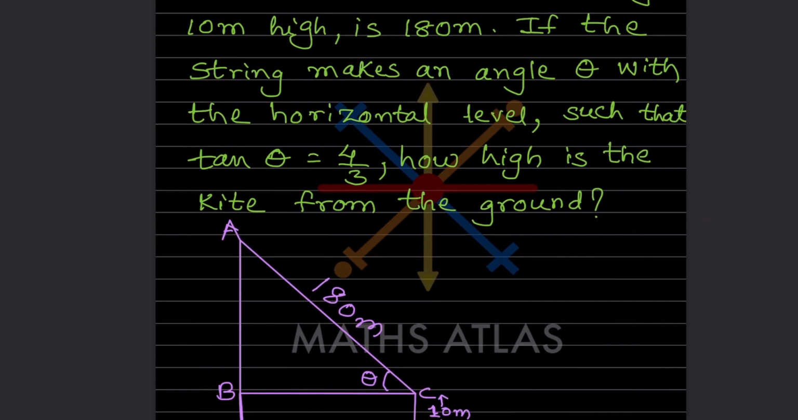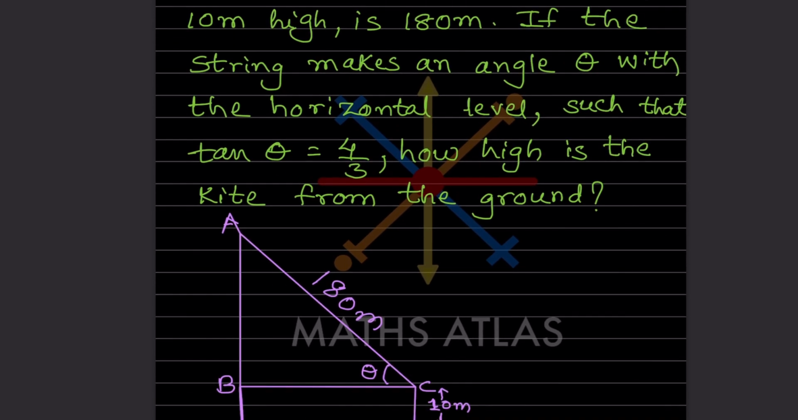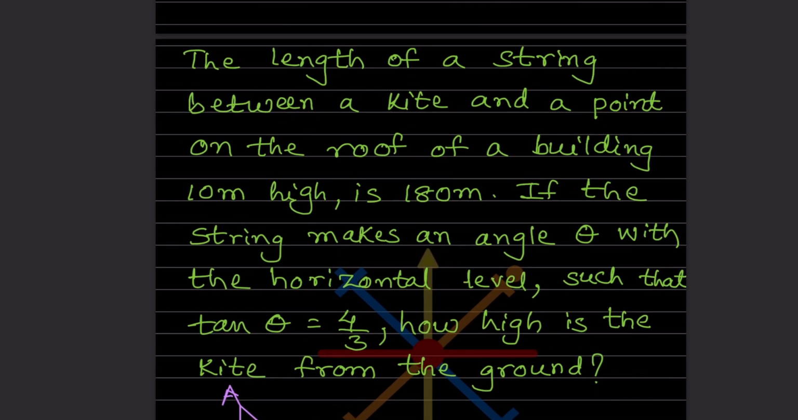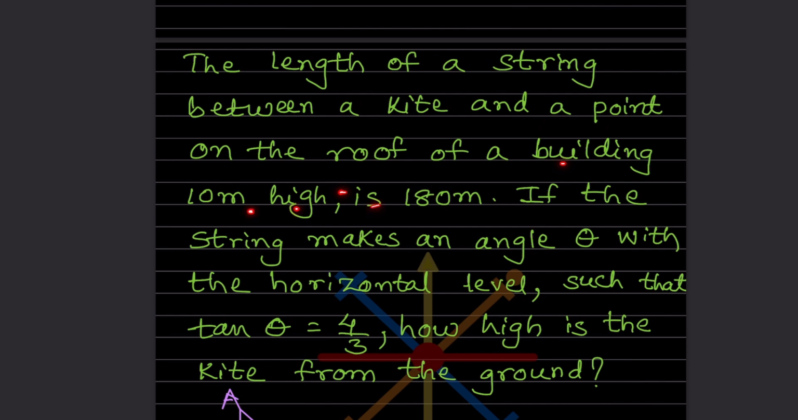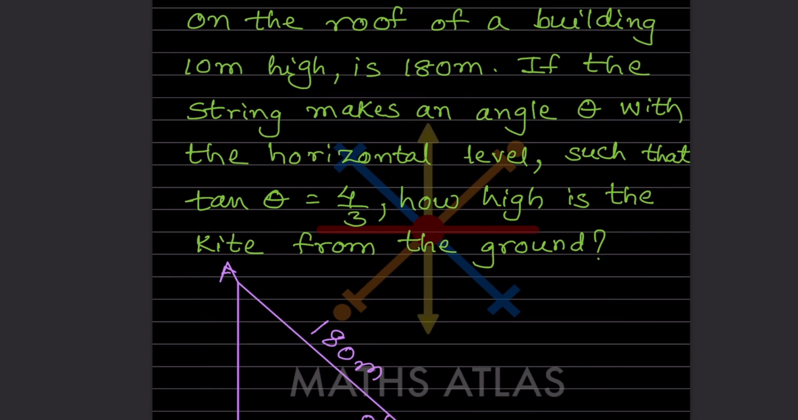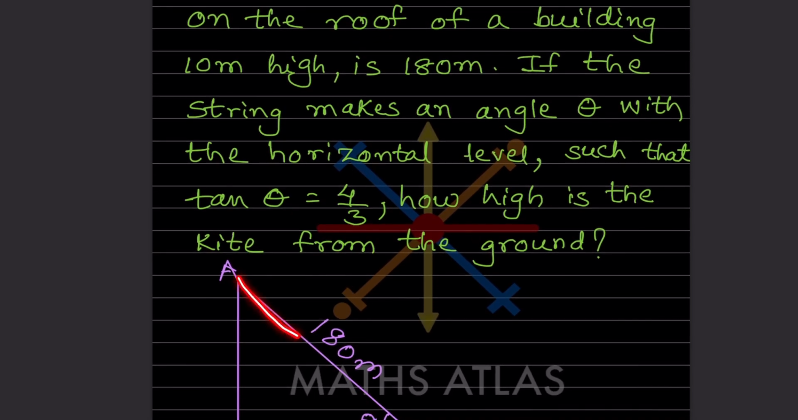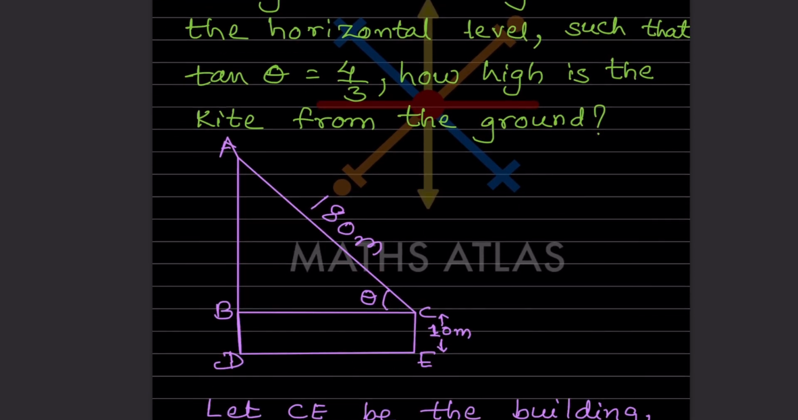Now look at this one. The string makes an angle theta with the horizontal level, and they said that the building is 10 meters high and the string is 180 meters. So this is 180 meters over here, and this is 10 meters high. Can you see? This level is going to be 10 meters.